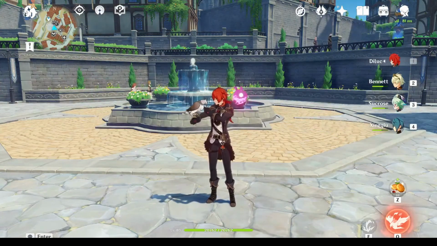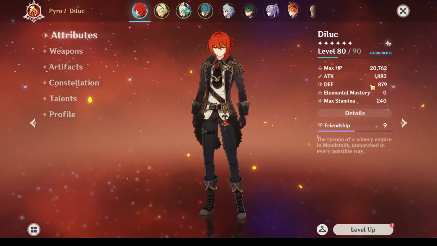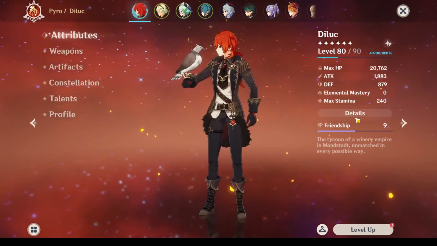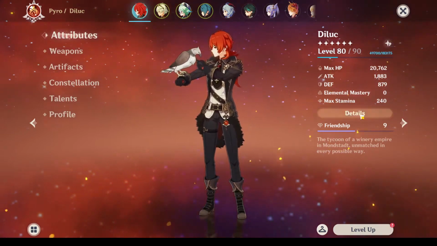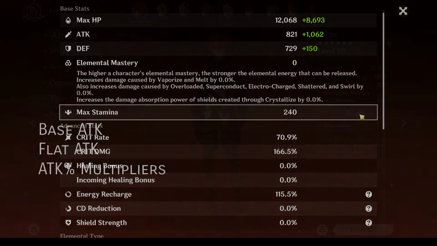Okay, so to start things off here, let's go on into the character sheet, take a look. Now you can see my Diluc has 1883 attack. So the first thing we need to understand is how we come up with that attack number. So let's open up the details here. Take a look. Right now you can see that my Diluc has 821 base attack plus 1062 green attack. So let's first talk about what types of attack there are.